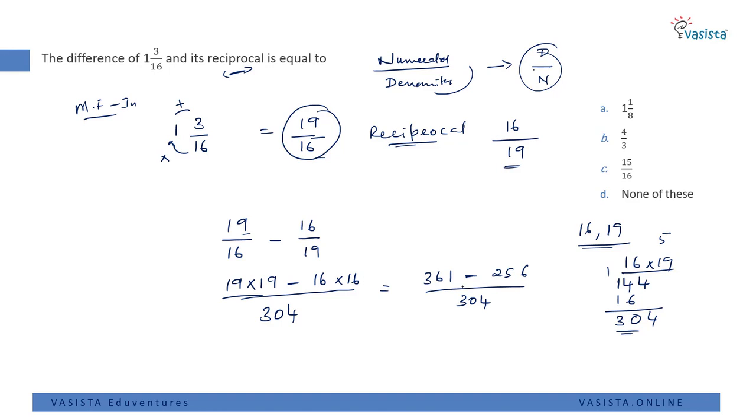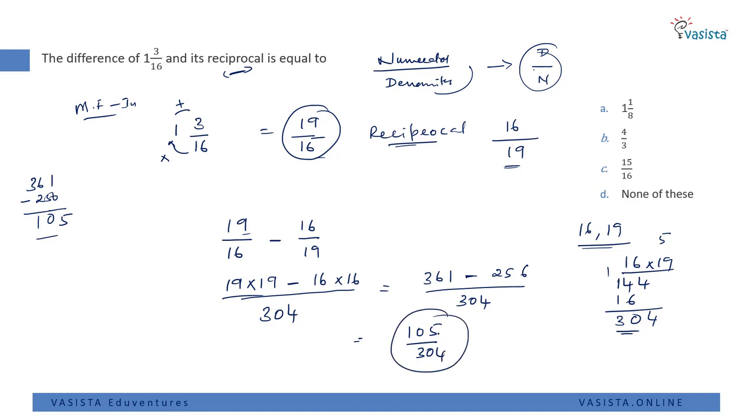Now subtract it here. You need to subtract 361 minus 256. 11 minus 6 is 5. 5 minus 5 is 0. 3 minus 2 is 1. So this will become 105 by 304.